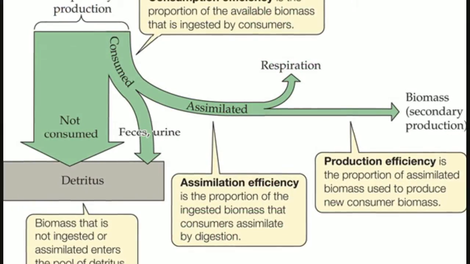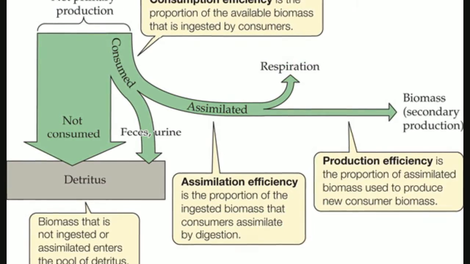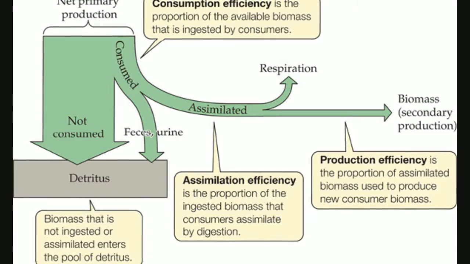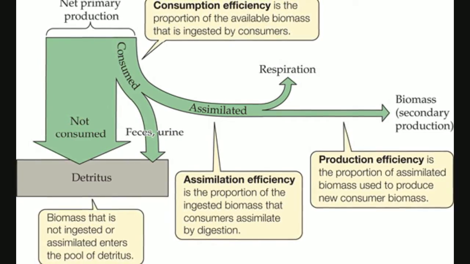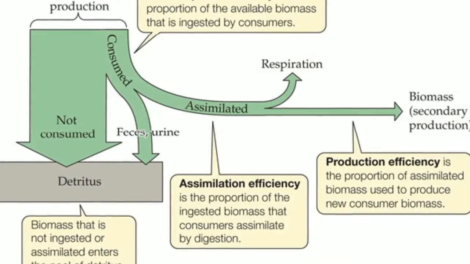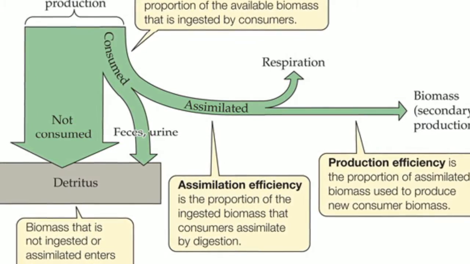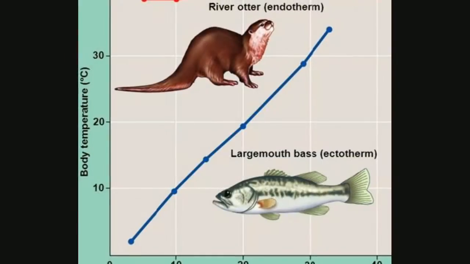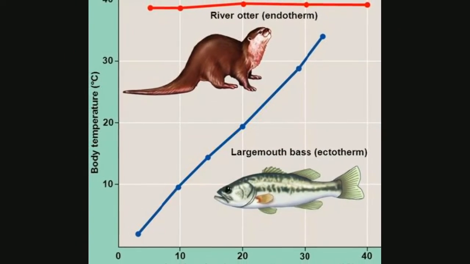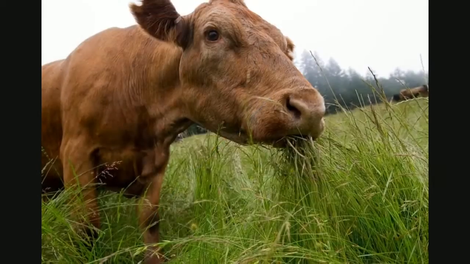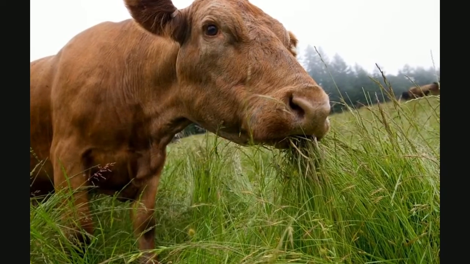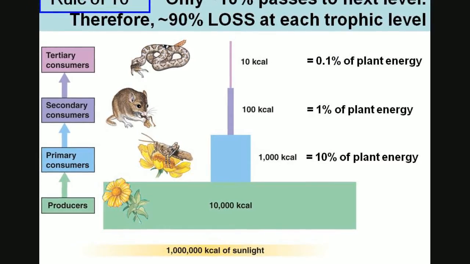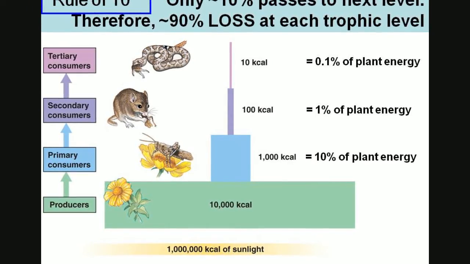Now, calculating ecological efficiency is a difficult task because in order to do so, one must know exactly how much food is being eaten, the amount of energy in the food, and the energy in the feces of the animal. It is also necessary to consider that ecological efficiency varies from species to species and diet to diet. For example, ectotherms are more efficient at absorbing energy than endotherms, and cows are more efficient at absorbing energy from grass than from grain.